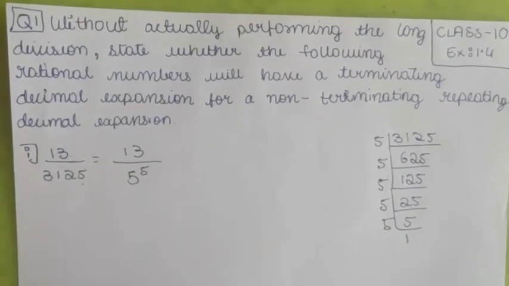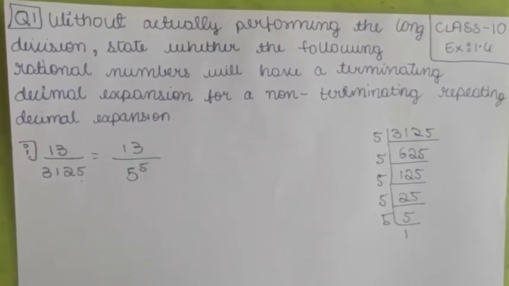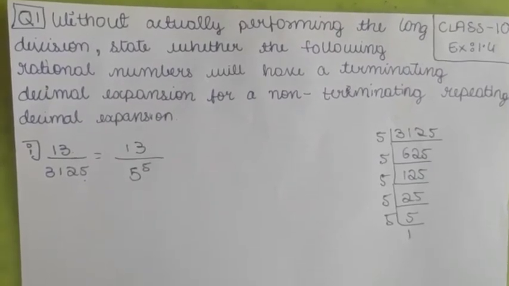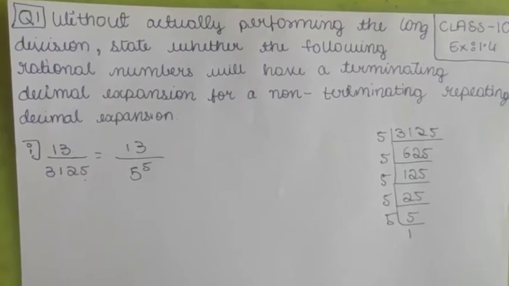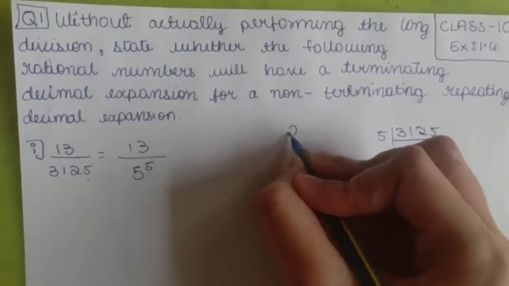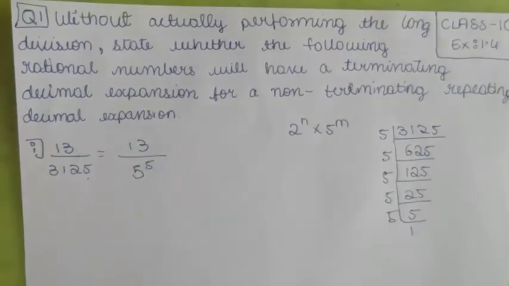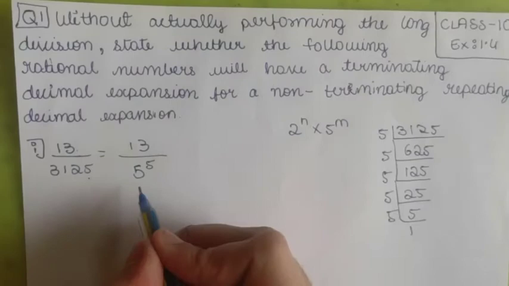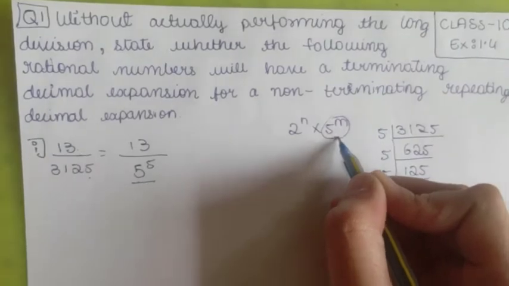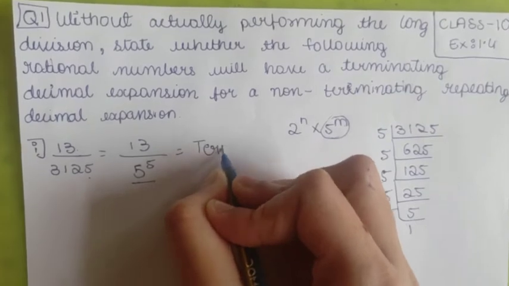Okay, now how do we say whether this is a terminating number or a non-terminating number? Please see the previous video on theorems 1.5, 1.6 and 1.7 for better understanding. The theorem says that if we have the form 2 raised to n into 5 raised to m, then it is a terminating number. Here we have 5 raised to 5, so it is in the form 5 raised to m. So we can say that it is a terminating number.